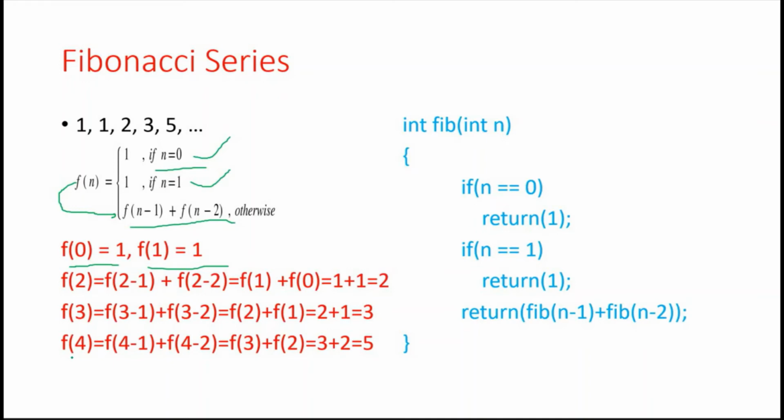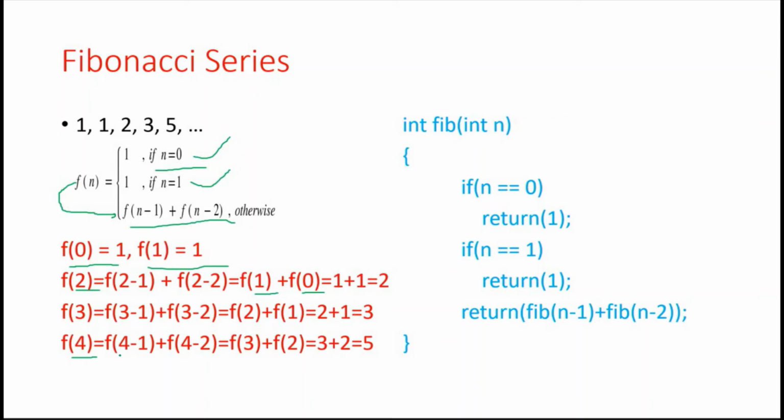If we call f(2), it is equal to f(n-1), meaning 2-1, and n-2, that is 2-2, that is f(1) and f(0), which is 1 plus 1, that is 2. If we call f(3), that is f(3-1) and f(3-2), that is f(2) and f(1), that is 2 plus 1, that is 3.